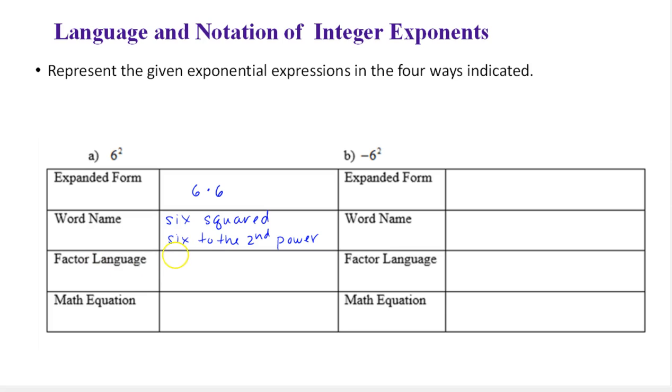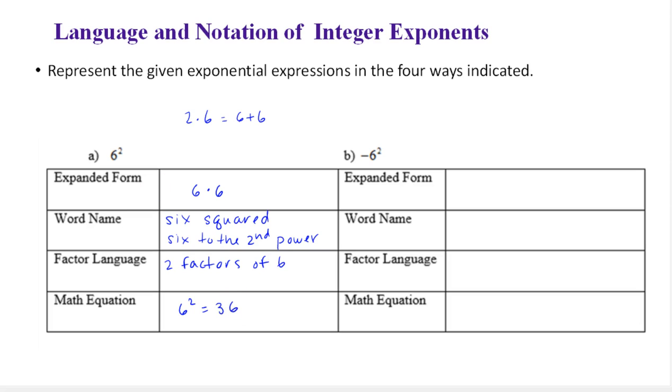Factor language is when we say that we are finding 2 factors of 6. So this word factors is supposed to remind you that you're multiplying these two numbers, you're not adding them. So if we wanted 2 times 6, that would be 2 copies of 6. We would be adding 6 to itself twice. That's what multiplication is. Exponents means we're multiplying the number by itself, the exponent number of times. And as a math equation, we'll find 6 times 6, which is 36, and we'll write 6 squared equals 36.